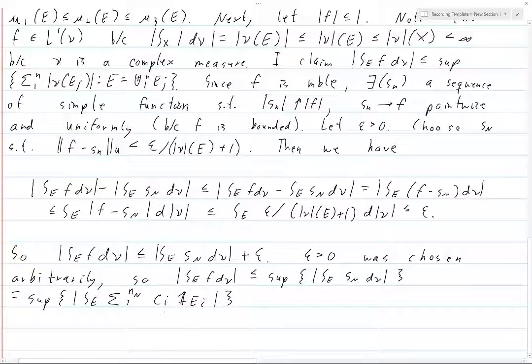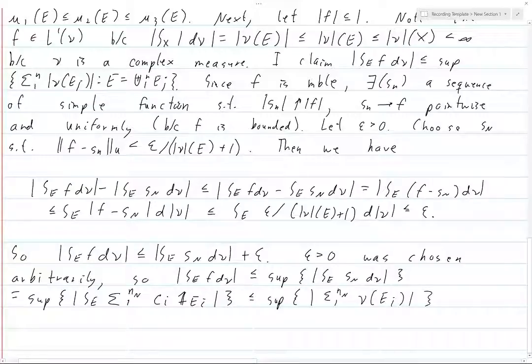But because the S_n's increase to f, we know that these constants always have to be less than or equal to 1. And so another way of writing this would be the supremum over all of the sum from 1 to n of the indicators of the E_i's. But then you can bring the sum outside, and so you've basically got the absolute value of the sum from 1 to n_N of nu of E_i.